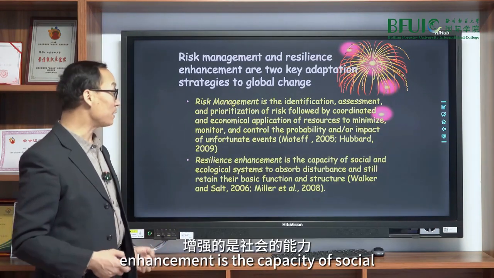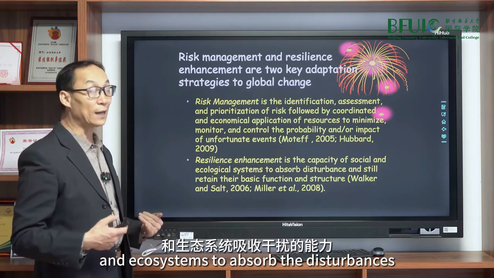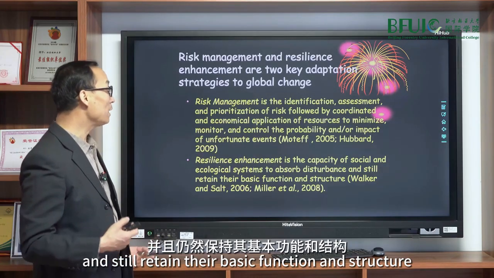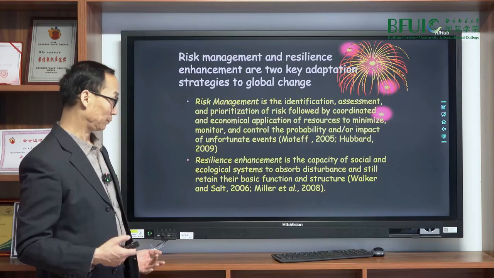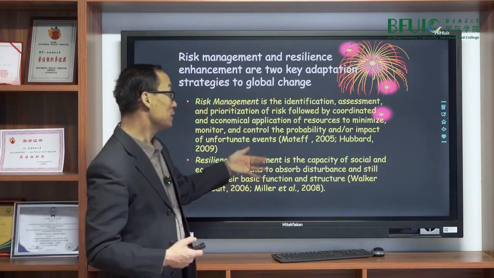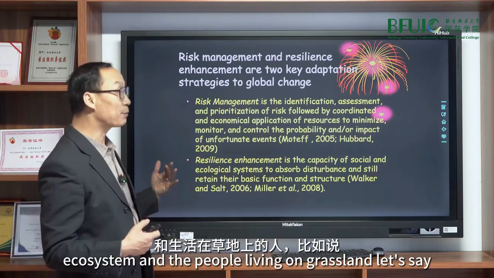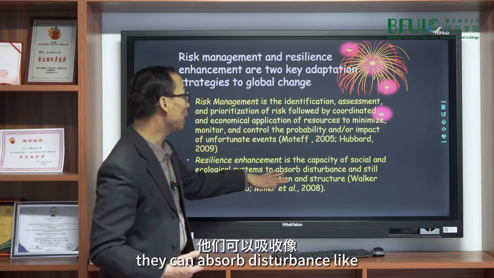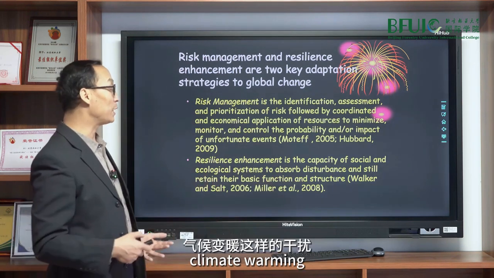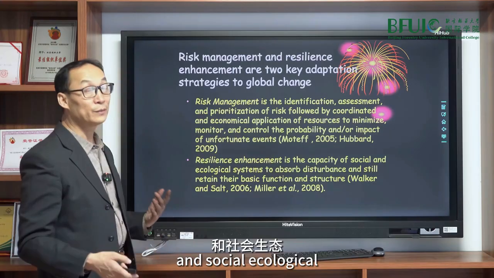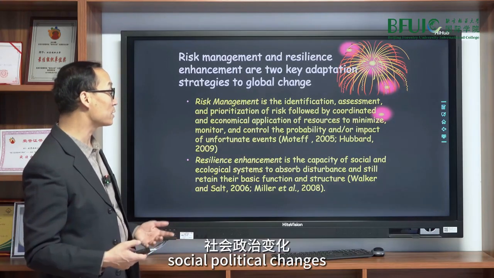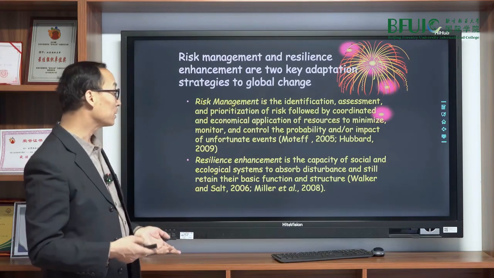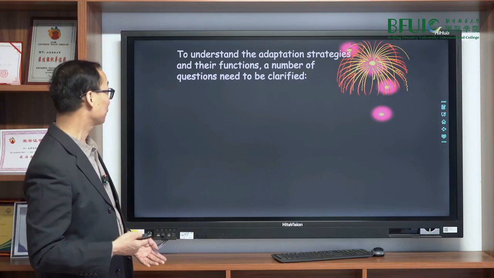And resilience enhancement is the capacity of social systems and ecosystems to absorb disturbances and still retain their basic function and structure. For the grassland area, the grassland ecosystem and the people living on the grassland, let's say the herders and pastoralists, can absorb disturbances like climate warming and social, ecological, and political changes. They can absorb these disturbances and still retain their own structure and function.